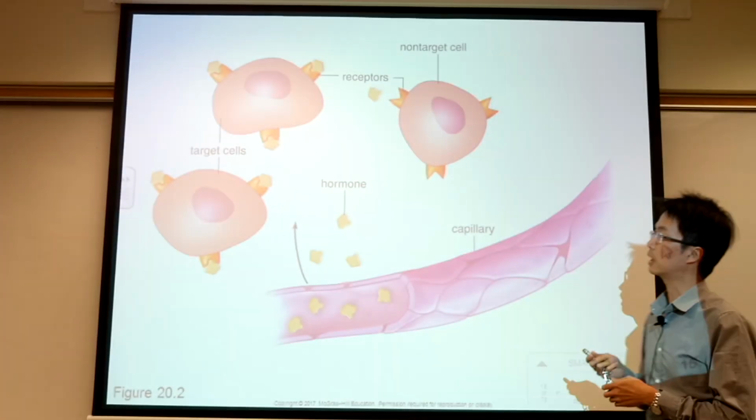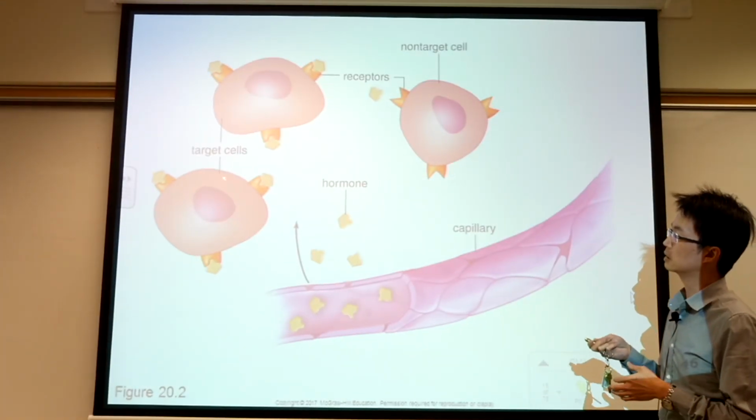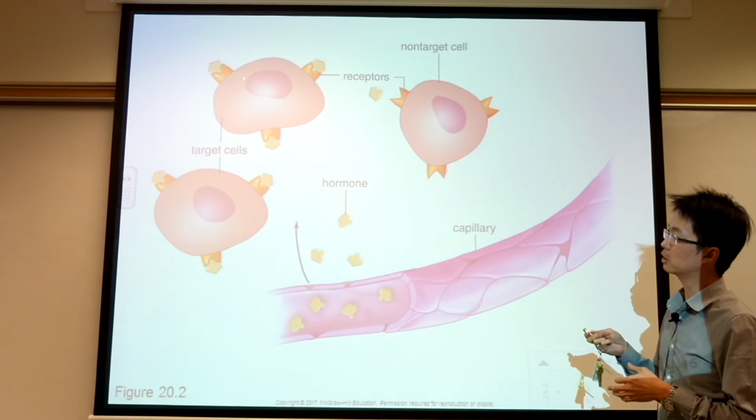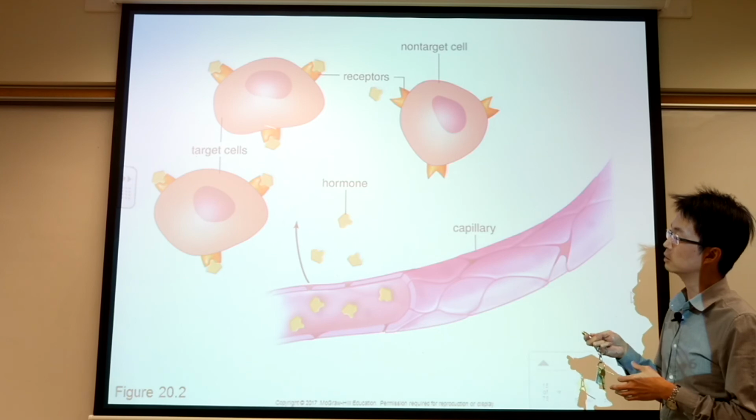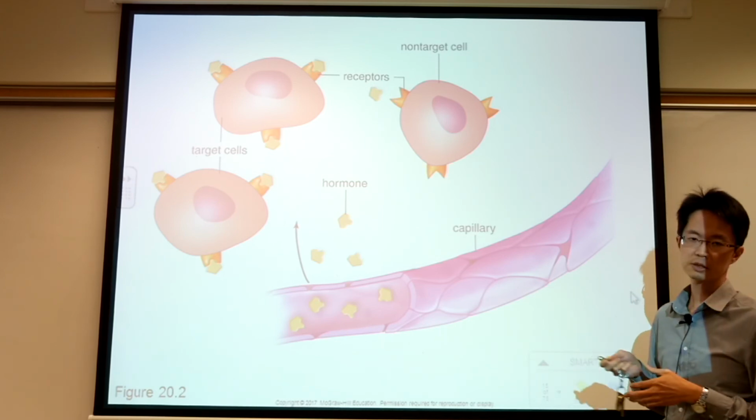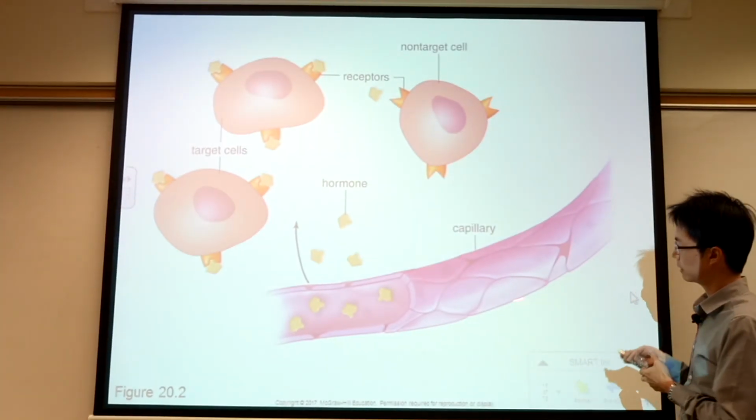So this is an example. You see that this is a target cell. On the surface, it has the receptor. So the hormone binds to the cell surface receptor. So this is a peptide hormone. And the hormone is carried by the blood.